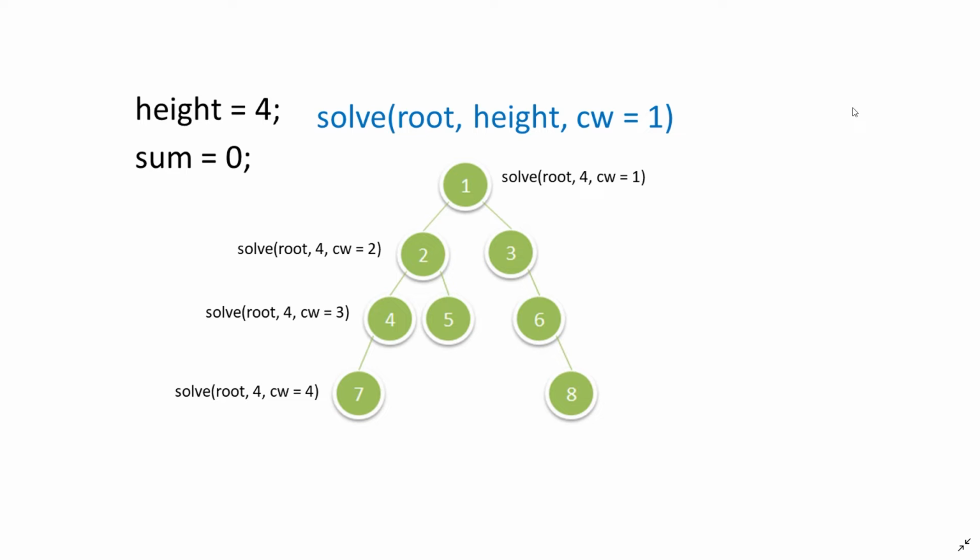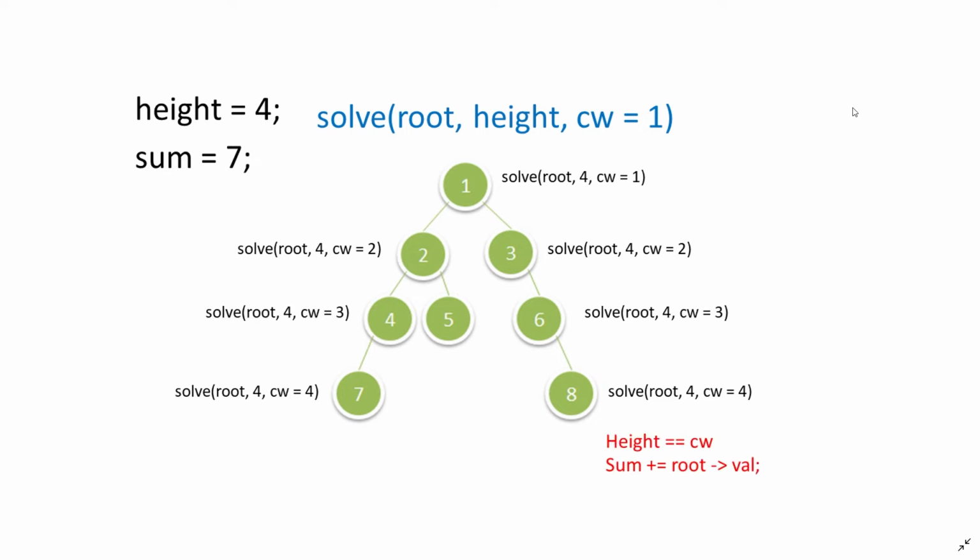Whenever the height and the CW variable are equal, we update our sum variable with whichever value we found at that node. In this case we found 7, so we add 7 to our sum variable. Now our sum variable is 7, and we continue to call our function recursively. We go to 2, then 3, and now we again encounter a node where CW is 4. So we update the sum value and add 8 to it. Now our sum is 15, which is our answer. Whenever we complete our traversal, we return the sum.